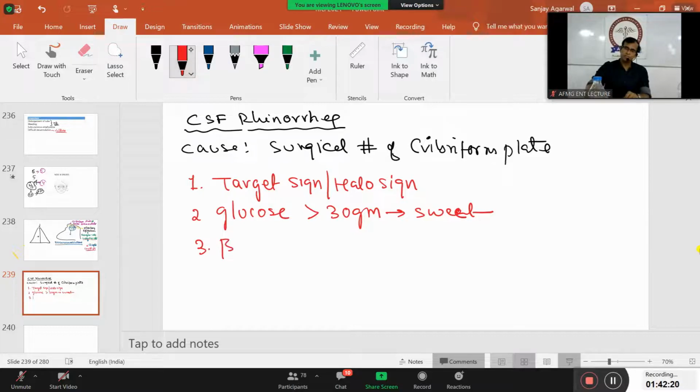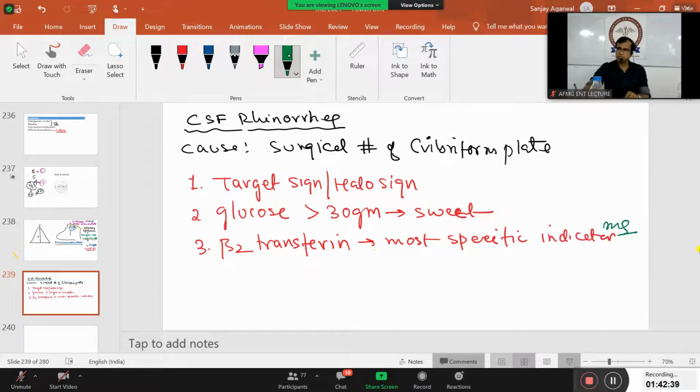Presence of beta-2 transferrin. This is very important because this is the most specific indicator of CSF. Remember this extremely important point. The most specific indicator, again, the specificity and sensitivity. If you find beta-2 transferrin, there is no doubt left. The fluid is CSF, and CSF.